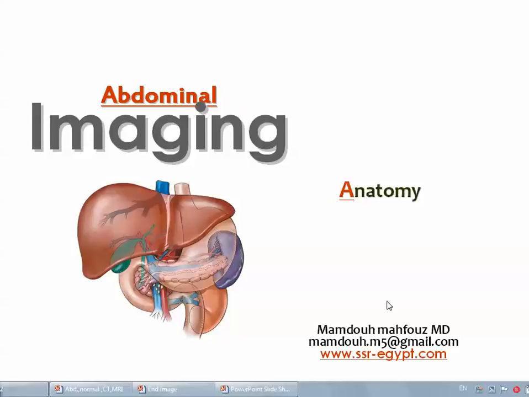Dear colleagues, now we are starting a new series in diagnostic radiology in English dealing with abdominal imaging. As you remember, we have finished some of the lectures about brain imaging and some about chest imaging, and now we will start this series, which is composed of about 12 lectures about abdominal imaging. As usual, we'll start by discussing the anatomy, then we'll go deep into the pathology of different abdominal organs.